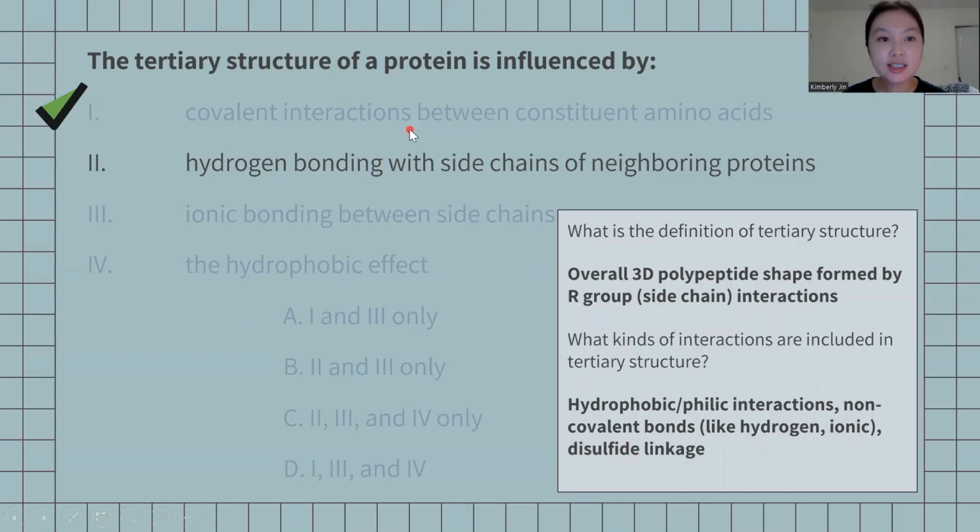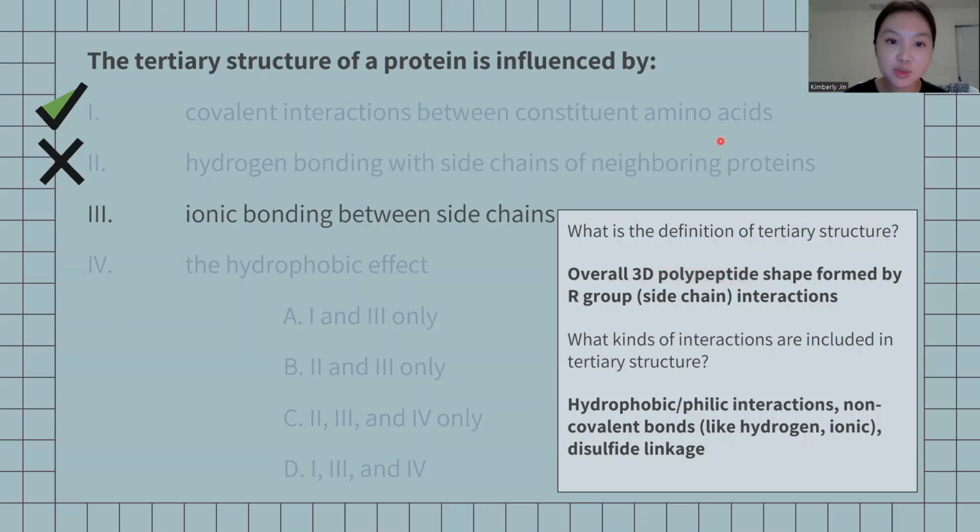This one asks about hydrogen bonding with side chains of neighboring proteins. Really quickly, does this pass the single polypeptide chain, between R group check? The answer here is actually no, because neighboring proteins are not a single polypeptide chain. So we immediately know this option is no-go, and we can move on to the next one.